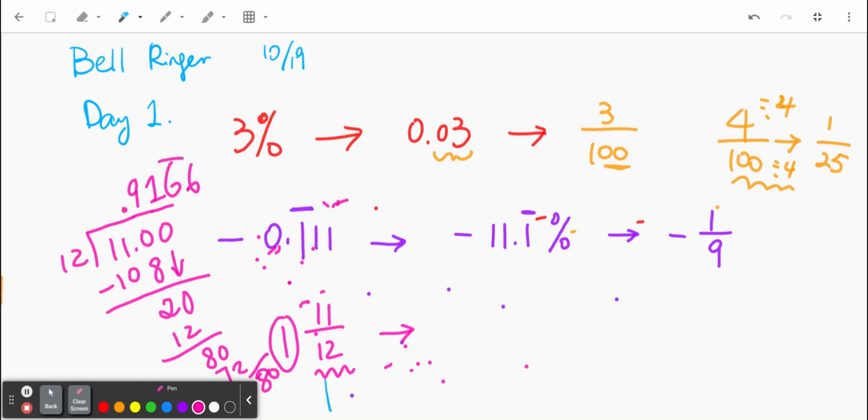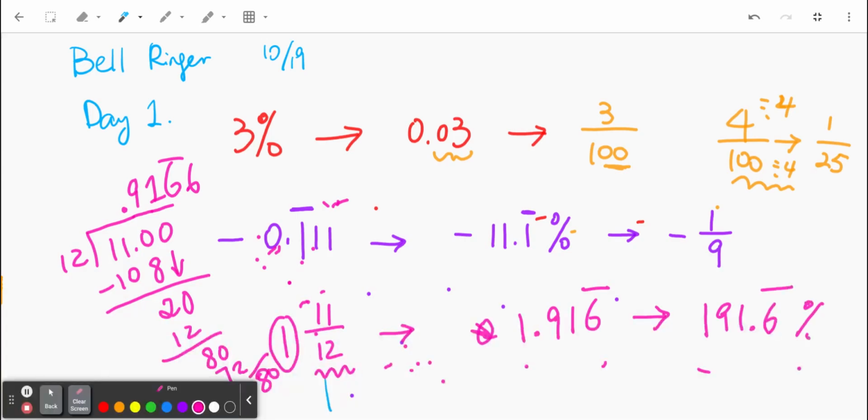So what you're going to get when you change that into a decimal is 1.916 repeating. Then when you change that into a percentage, multiply by 100, you get 191.6 repeating percent. Okay. Well, it is confusing when you have a repeat there, but if you have a repeat, just keep the repeat there.